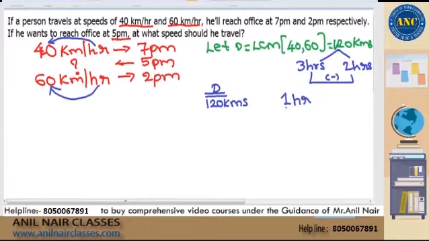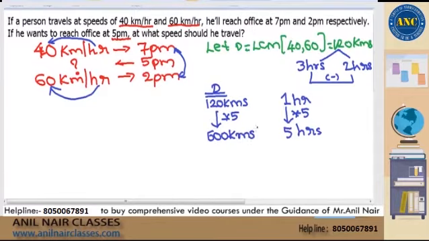But according to the question, the difference is not 1 hour. 2 o'clock, 7 o'clock, what is the difference? It is 5 hours. According to the question, it is 5 hours. 1 into 5 is 5, so 120 also multiply by 5. 120 into 5 is how much? 600 kilometers. That means the distance that needs to be traveled is 600 kilometers.